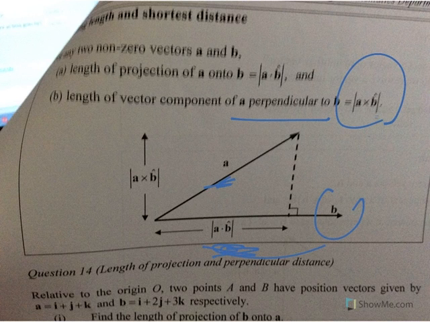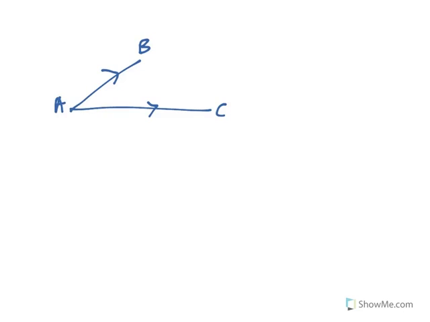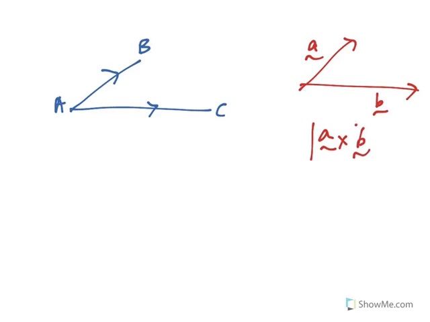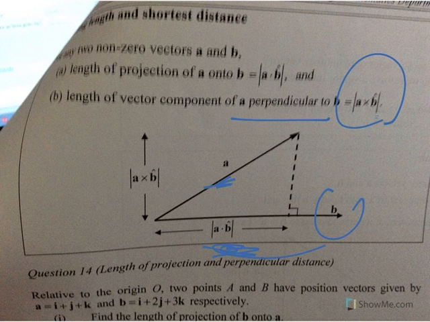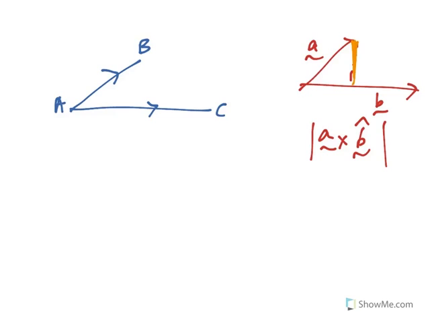So if we apply this back to our question, in the formula, this is A, and this is B, and we need the unit vector, which is B hat, and the formula is none other than A times B hat. This is the answer we're looking for. The length of the vector component of A perpendicular to B is the vector product of A and B hat.